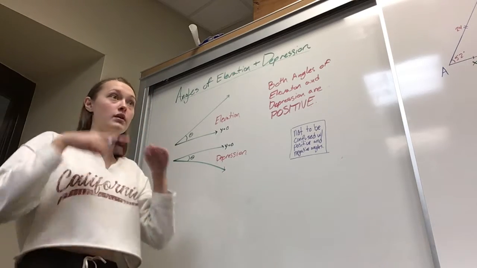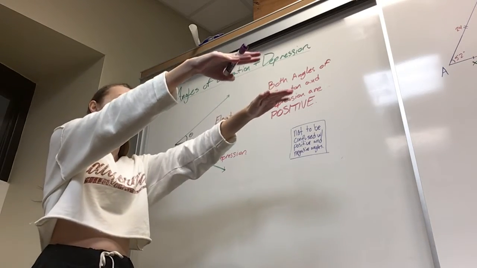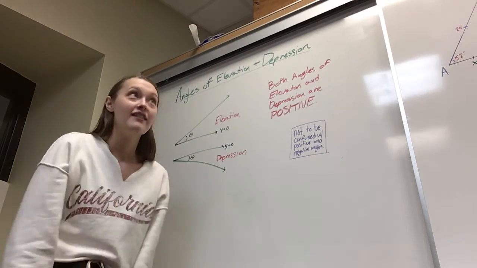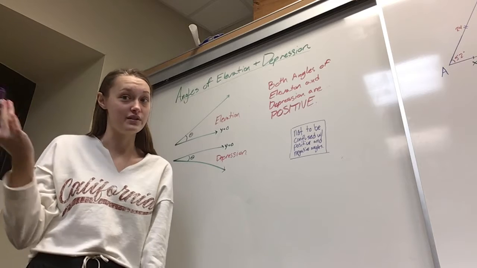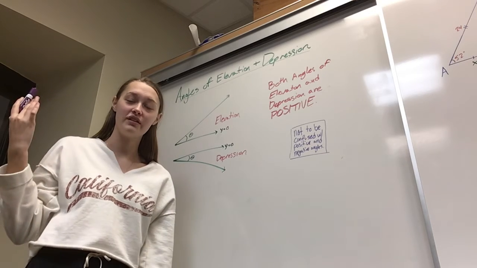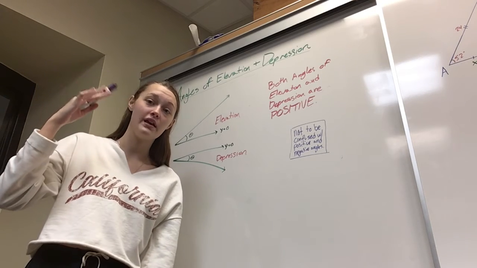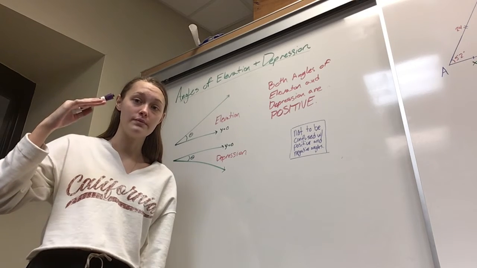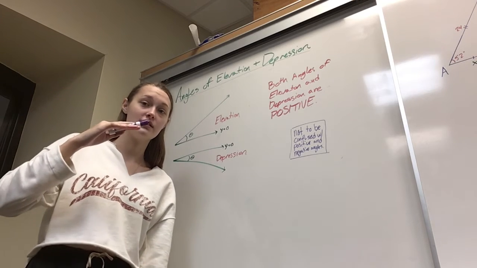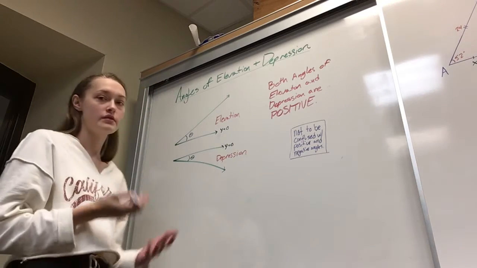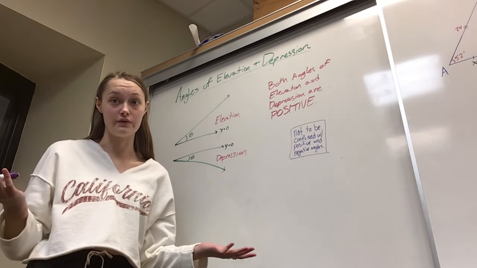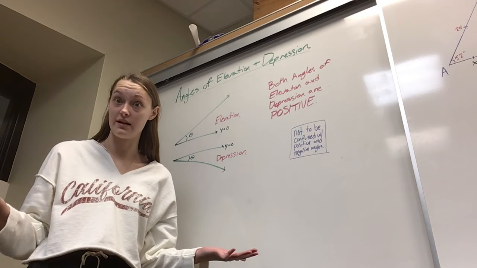So imagine you are looking straight ahead, and then you look up and you look down. The angle you are looking up and the angle you are looking down are the angles of elevation or depression. Angles of elevation go up, angles of depression go down, and they are always positive in either direction. So it's a positive angle this way and a positive angle that way. So that's the basics of angles of elevation and depression. Let's move on to an example.